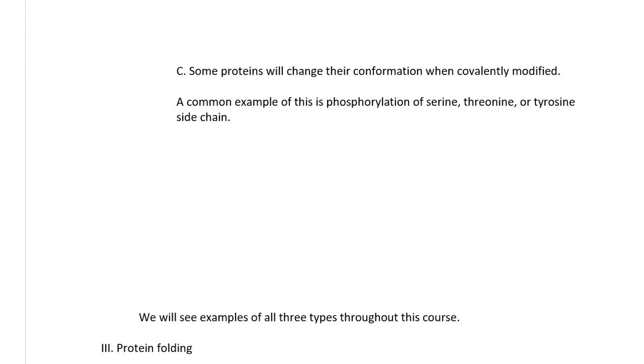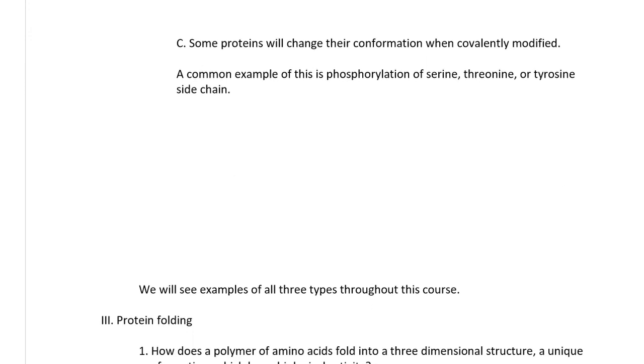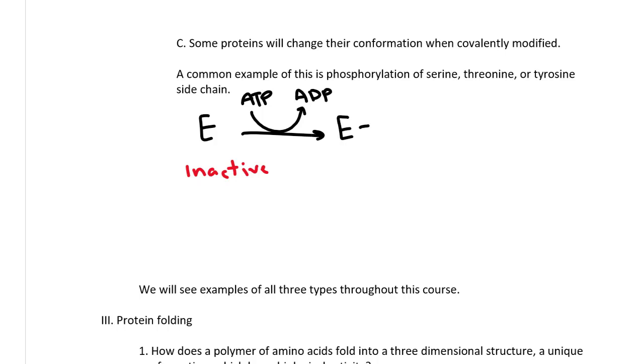Some proteins will change their conformation when covalently modified. A common example of this is phosphorylation of serine, threonine, tyrosine side chains. For example, we have an enzyme that is inactive when in its non-phosphorylated state, but when it's phosphorylated, of course ATP to ADP, it is active. So when it's phosphorylated, there's a small change in its native structure.